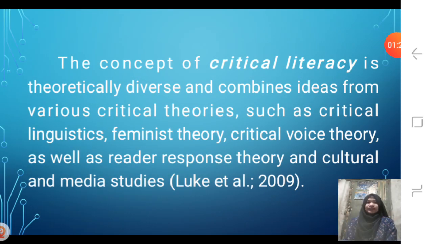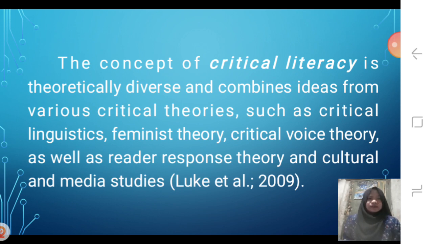The first one is that the concept of critical literacy is theoretically diverse and combines ideas from various critical theories such as critical linguistics, feminist theory, critical voice theory, as well as reader response theory and cultural and media studies. This is according to Luke et al. in the year 2019. So according to him, critical literacy is a combination of ideas from different theories. He mentioned some specific theories here.